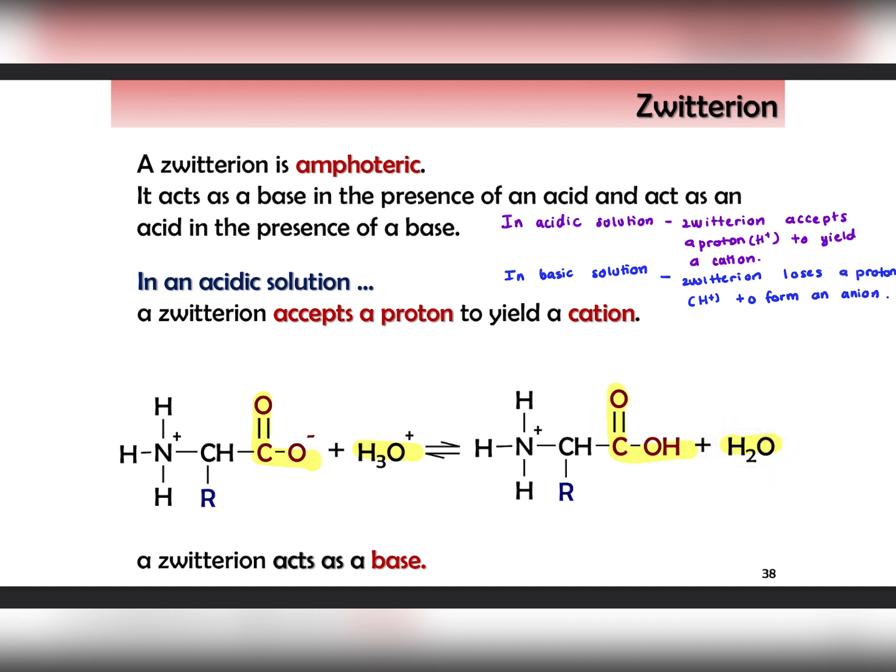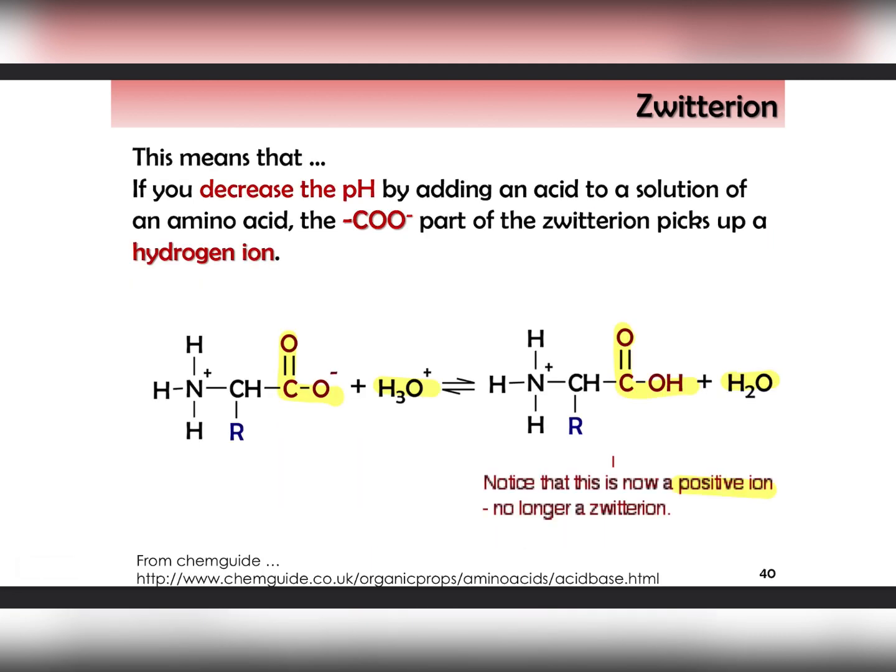So what remains is only this part, NH3+. There are no changes to this part. Okay, so that is why I mentioned earlier that the product is a cation. So you will yield a cation here. In other words, the question can also say: if you decrease the pH by adding acid to the solution of amino acid, this also means in acidic solution.